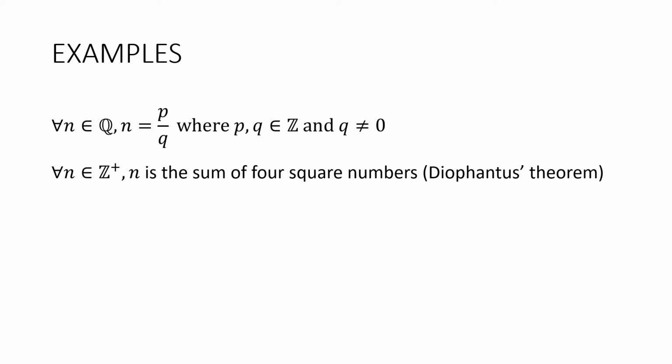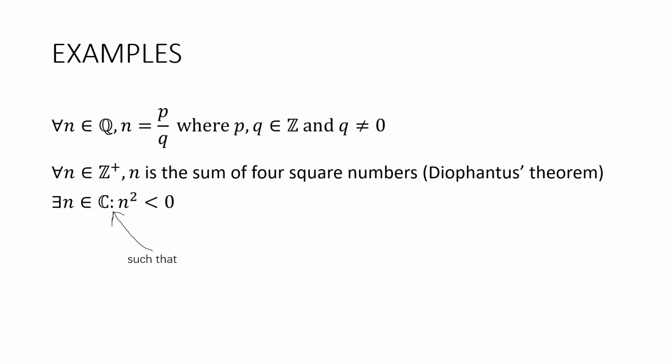How about this one? For all N that are positive integers, N is the sum of 4 square numbers. And this one? There exists an N that is a complex number such that, that's what that dot dot means, N squared is less than 0. That's true, isn't it? There is a complex number, i, such that when we square it, we get a number less than 0.